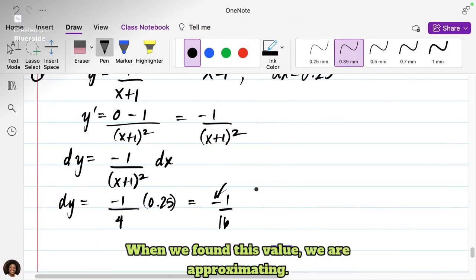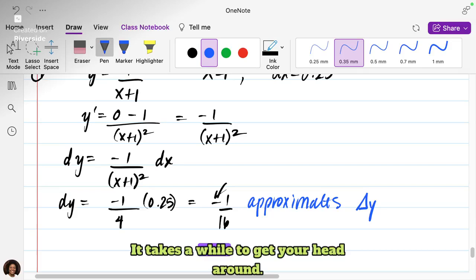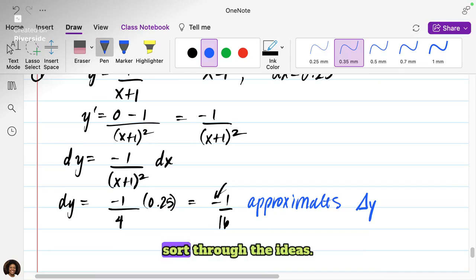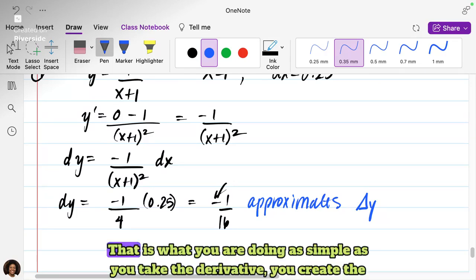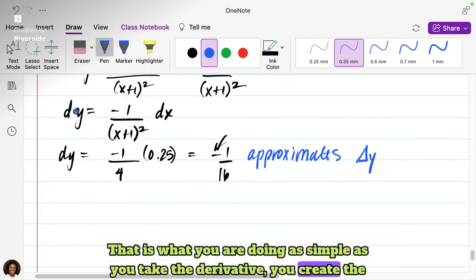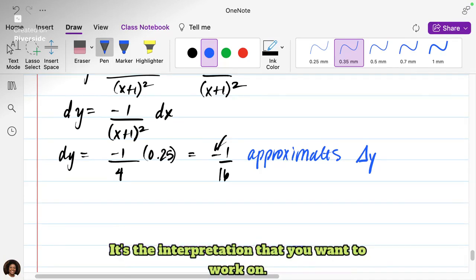When we found this value, we are approximating the true change, which is delta y. It takes a while to get your head around. You're gonna really have to sit with the definitions and do some examples and sort through the ideas. But that is what you are doing, as simple as you take the derivative, you create the differential by the formula, and then you sub in for your x and your dx. It's the interpretation that you want to work on.